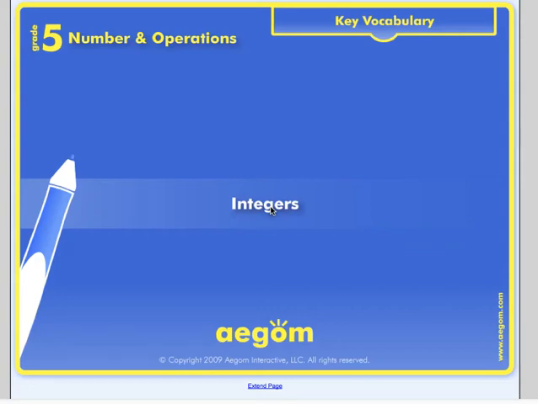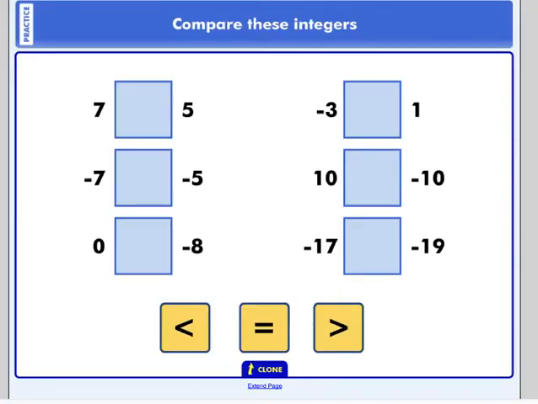Video for assignment 81, math lesson 7.7. Today we're going to talk about integers, specifically when we have negative integers. Okay, so let's take a look at these and compare these integers.